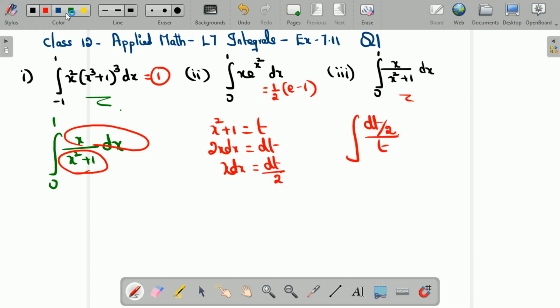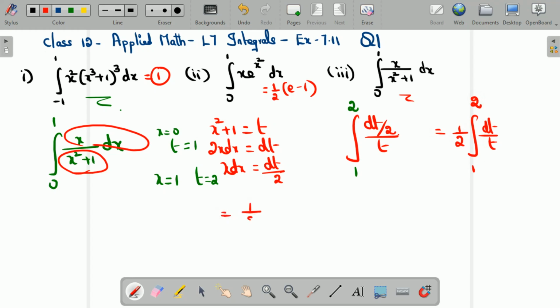Now let's work on substituting the limits. When x is equal to 0, t will actually be equal to 1 because 0 plus 1 is 1, so t is equal to 1. When x is equal to 1, t will be 1 squared is 1, 1 plus 1 is 2, so t's value will become 2. So the limit will change between 1 to 2. Now let's take the constant outside. So this is half into integral dt divided by t between the limits 1 to 2.